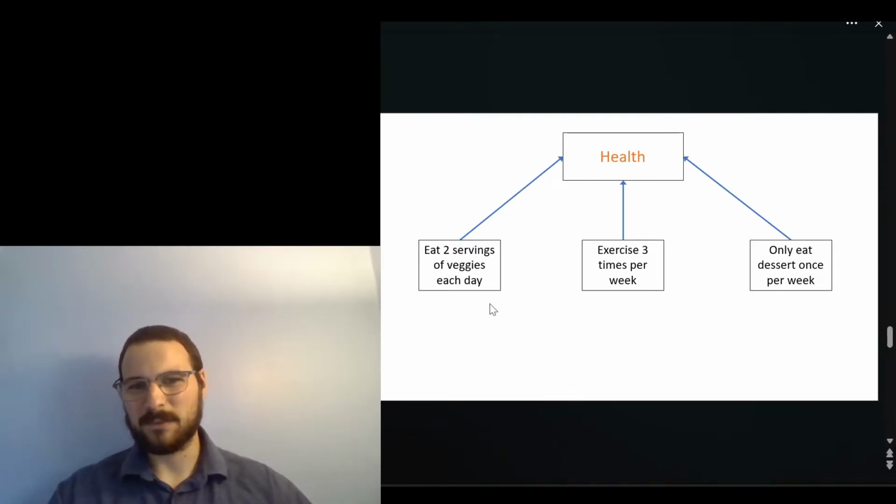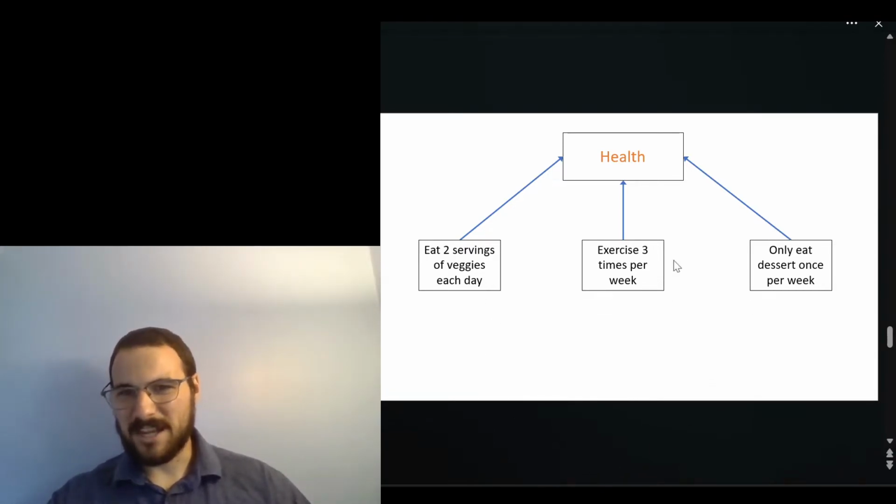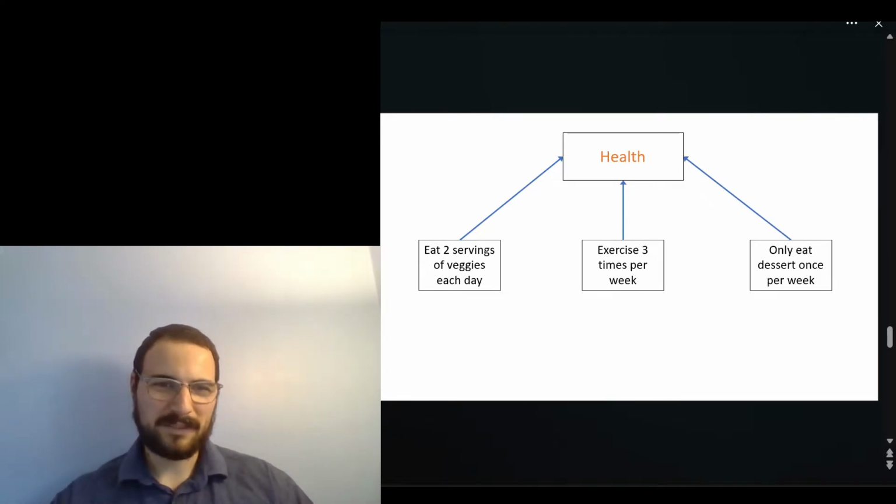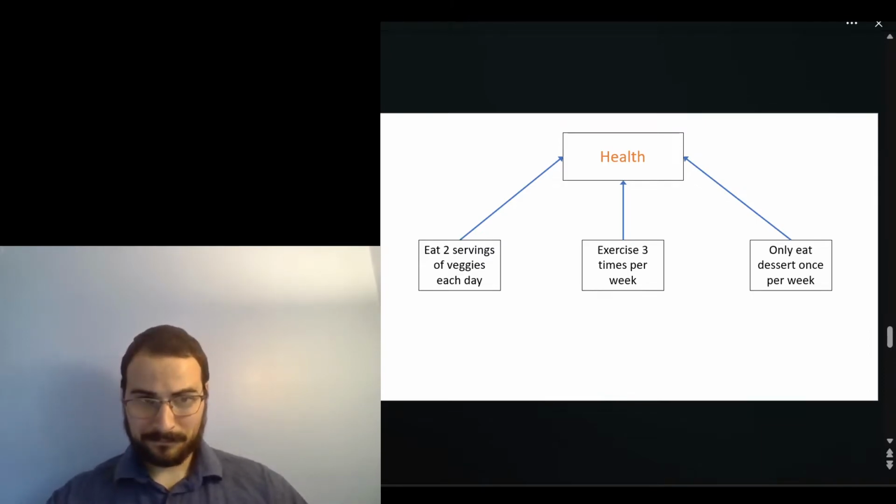Some examples would be eating 2 servings of vegetables a day, or exercising 3 times a week, or limiting yourself to only 1 dessert rather than eating dessert every single day. Those are specific goals or specific actions that you can take to work toward that higher level goal, or value, of health.